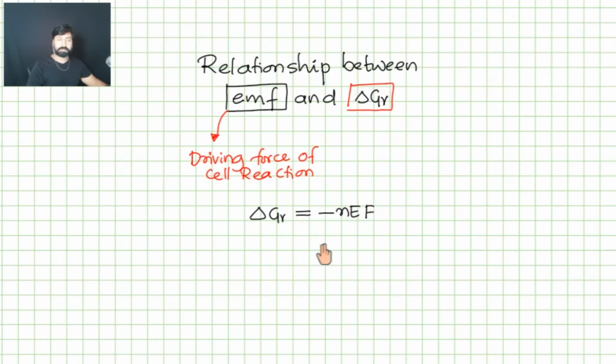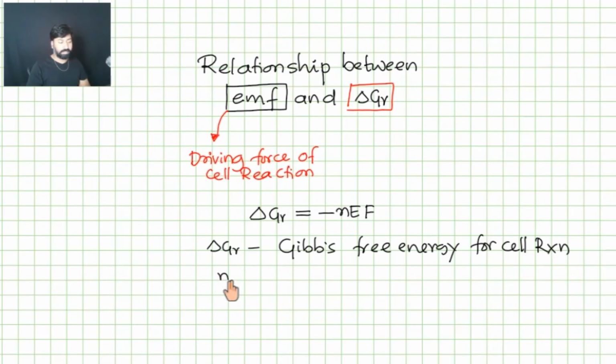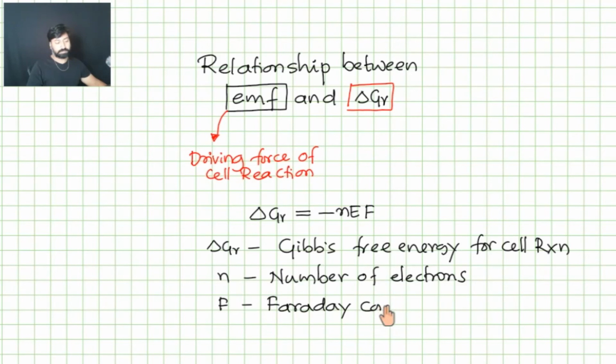nEF, where delta GR is the Gibbs free energy for the cell reaction, and n is the number of electrons taking part in the redox reaction or chemical reaction. As in the Daniell cell, the value of n is 2 because 2 electrons are flowing from zinc to copper. Therefore, n is the number of electrons. Now, F is the Faraday constant, named after the great scientist Faraday, and E is the EMF.